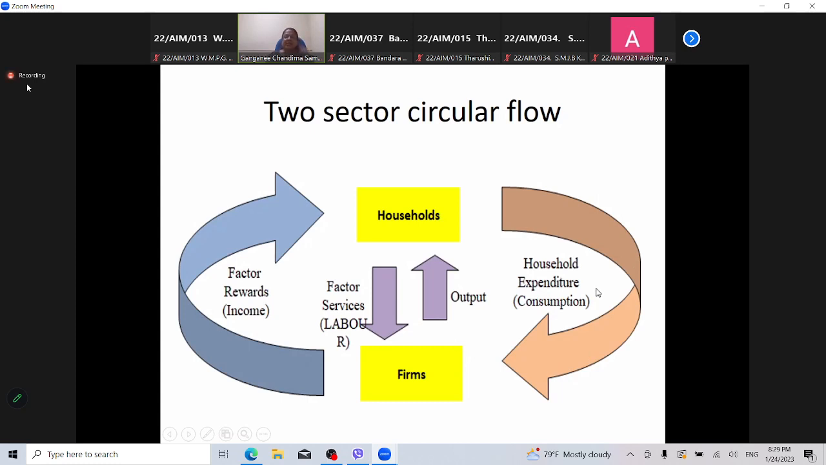That is household expenditure. Is the two-sector circular flow clear to you all? Can you explain this? Is it clear to you all, or did any student not get the point clearly?